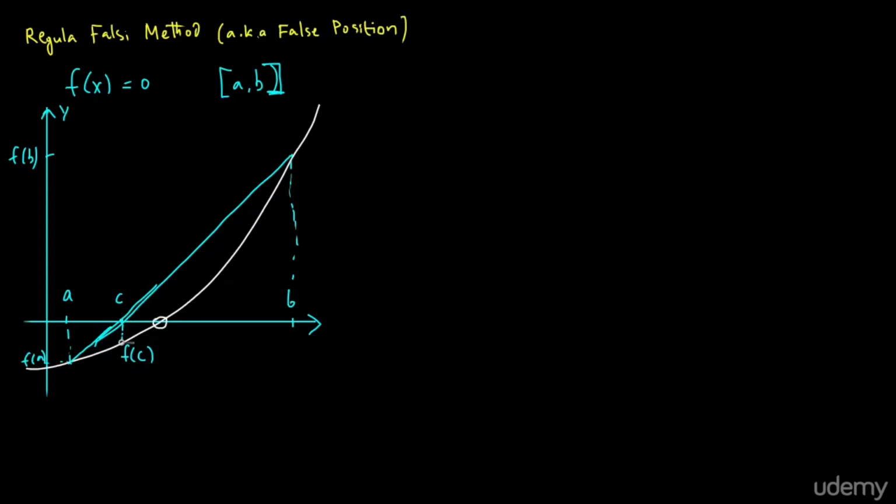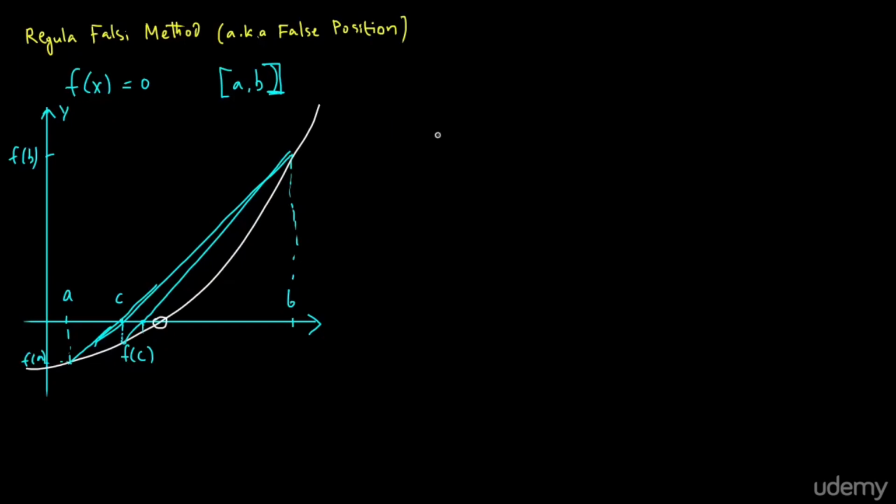For example, we know that the solution is between c and b. Therefore, we once again draw a line between this point and this point. And you'll see that as I draw this line, it gets us closer to the solution. So we get a new point D, and we can once again draw a line, and eventually we'll get to the right solution.